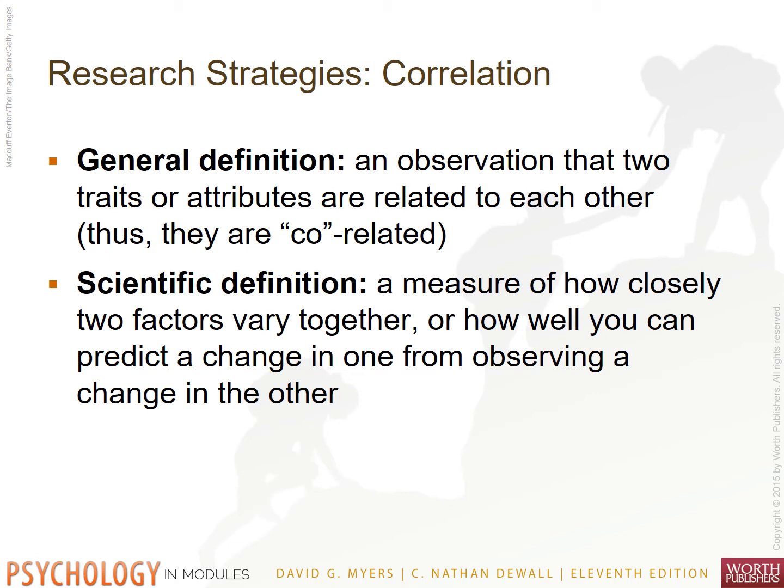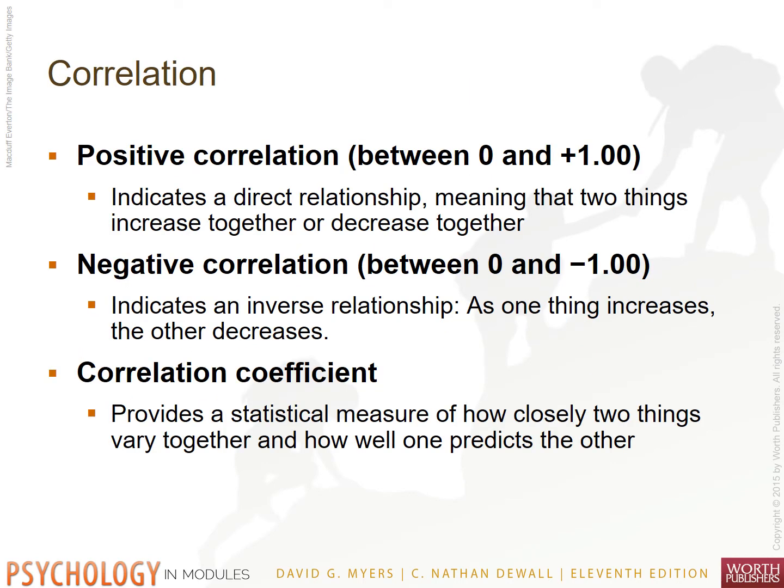And the scientific definition of correlation is how closely do two variables or two factors go together, vary together. And we're going to see a variety of examples of variables that go together and don't go together. And which direction do they go together? So there are 3 types of correlation: positive correlation, negative correlation, and a zero correlation. A positive correlation, which goes between 0 and positive 1, that's the range of a positive correlation, indicates a linear relationship where two things either increase together or decrease together.